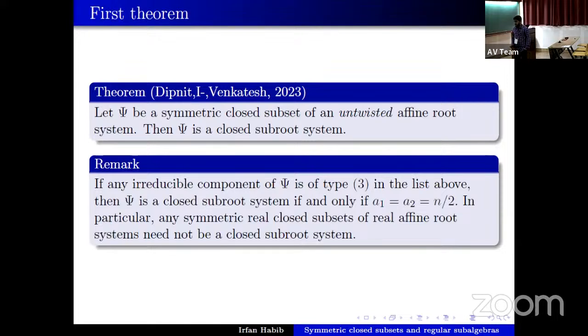Here is one remark. If Xi is defined by type 3 in the list, the type of subroot system which did not appear in Roy and Venkatesh, then there are two parameters, two odd integers A1 and A2. This will be a closed subroot system if and only if A1 equals A2 equals n by 2. Only then will it be a closed subroot system. So in particular, we have examples where a symmetric closed subset might not be a closed subroot system.